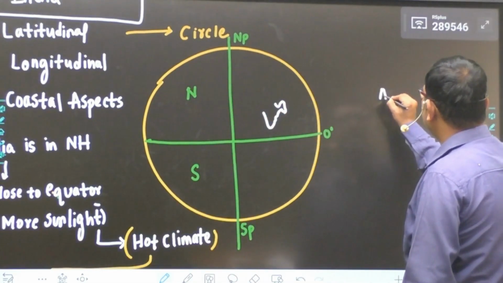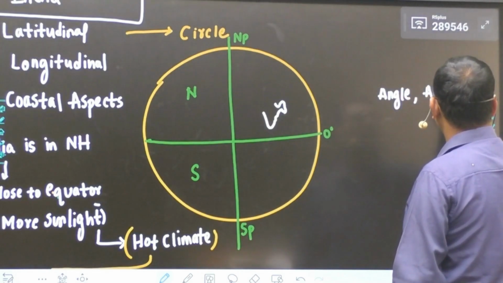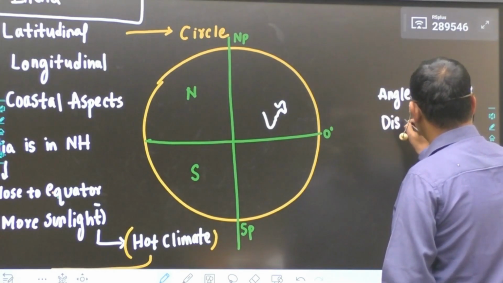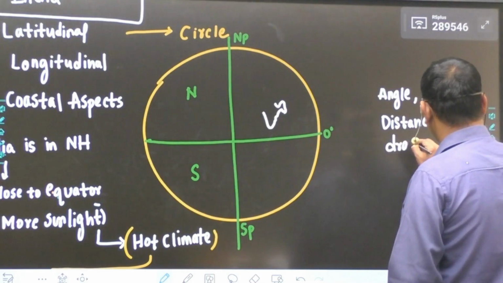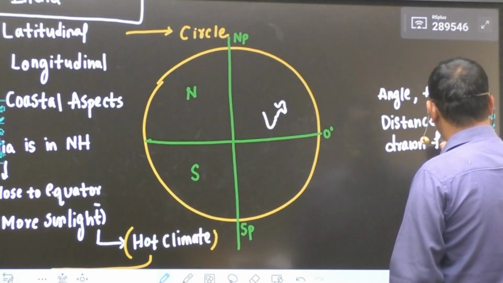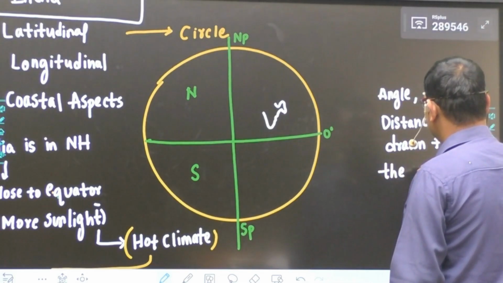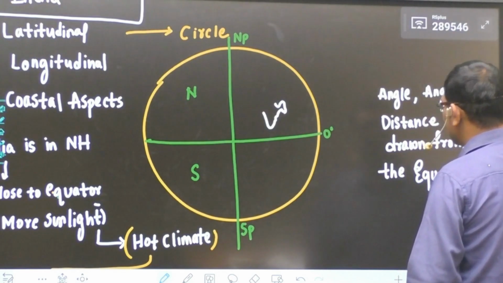I'll just write it here: angle and angular distance drawn from where? From the equator.